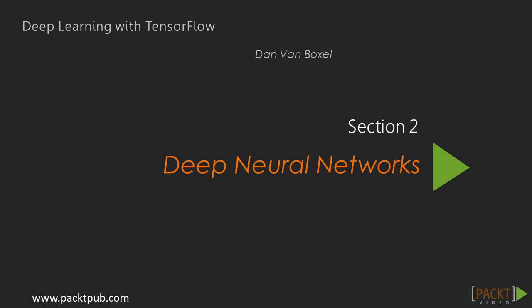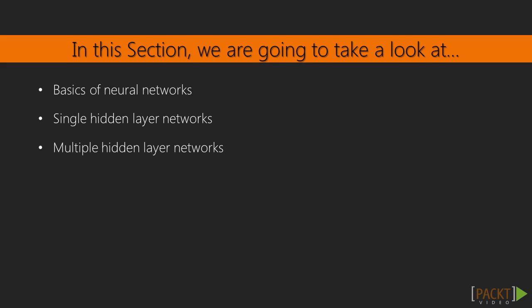Welcome to Section 2, Deep Neural Networks. Last time, we looked at simple TensorFlow operations and using logistic regression on our font classification problem. In this section, we will dive into one of the most popular and successful machine learning approaches, neural networks. Using TensorFlow, we'll build both a simple and deep neural net to improve our model of the font classification problem.